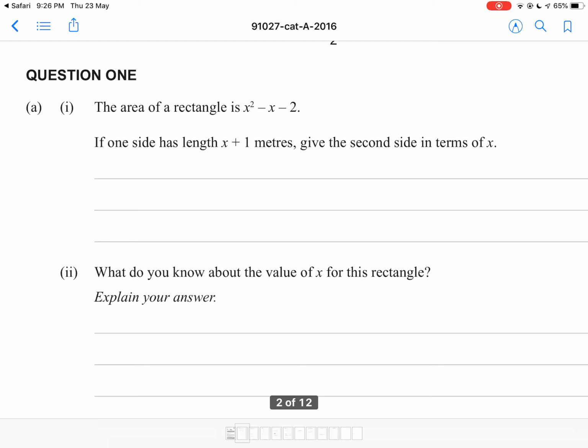Hey guys, welcome to 2016 Level 1 MCAT Algebra for 2016. Pretty sure this is the year that everyone got really mad. It was really hard. So I'm gonna walk through this test and hopefully you'll understand everything, okay?